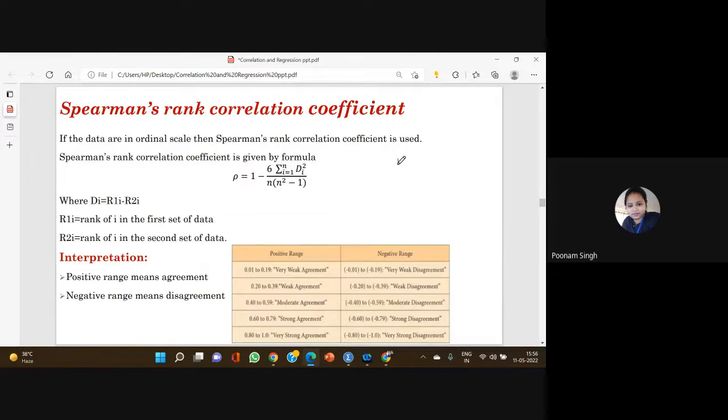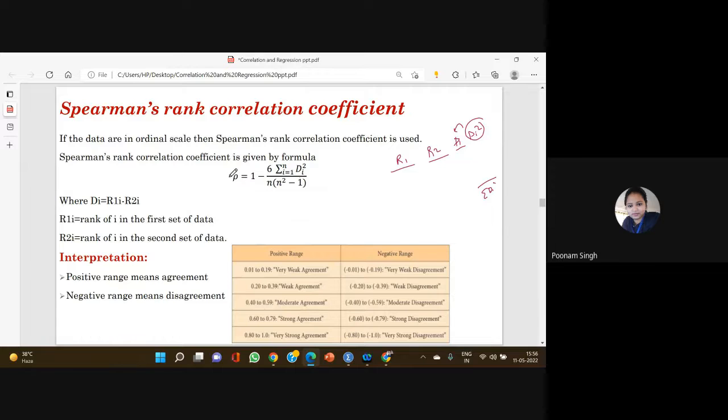First of all, you will compute R1, the rank of the first data set, suppose X. Then you will compute R2, the rank of the second data set. Then compute di, the difference between the ranks of both data sets. Then compute di square, the square of the difference. Then sum this di square and use it in this formula, and n is the number of observations. Okay. And how will you interpret the result of Spearman rank correlation coefficient?